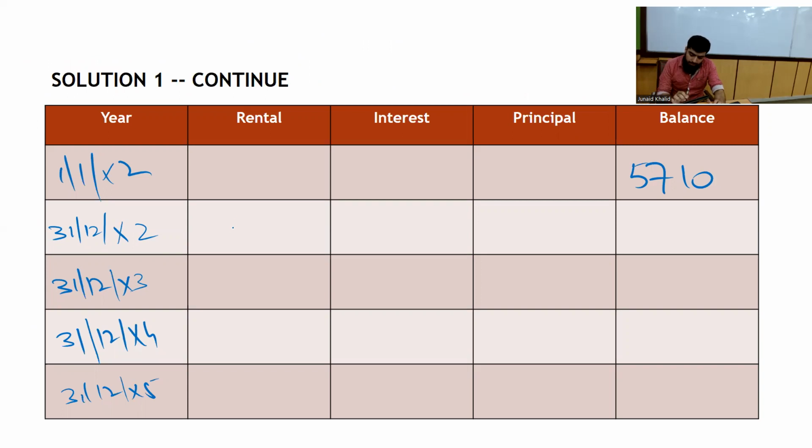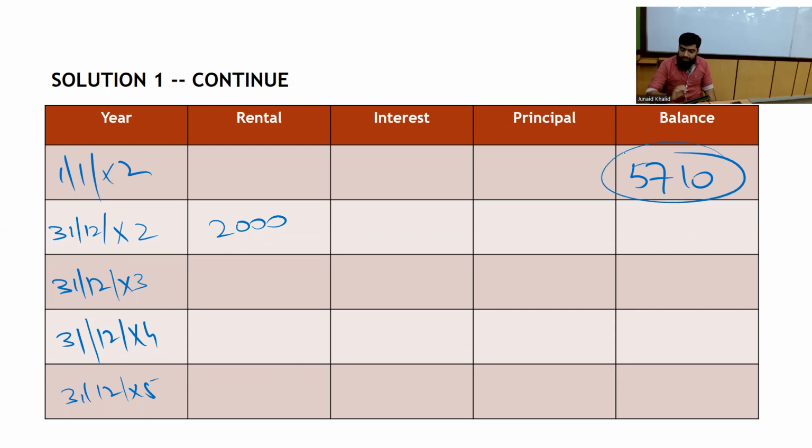On 31st December 20x2, the company would have paid the rental of $2,000. Now, once the company pays the lease rental of $2,000 at the end of the accounting period, the question arises: what is that $2,000 and what does it comprise of?